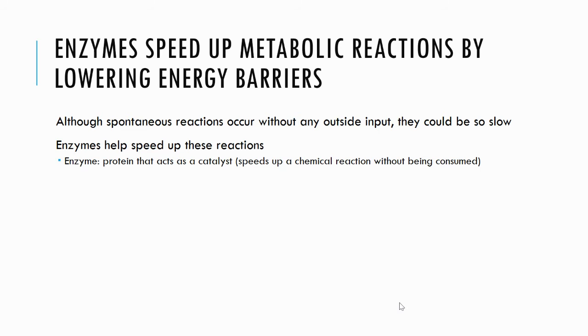Last, let's talk about a special class of proteins called enzymes. Enzymes speed up metabolic reactions by lowering energy barriers. So, although spontaneous reactions can occur without any outside input, they can be so slow that it takes forever for them to actually happen. And we don't want that to be the case. So, enzymes will speed up reactions that would have happened anyway.